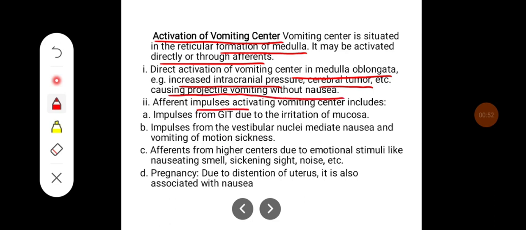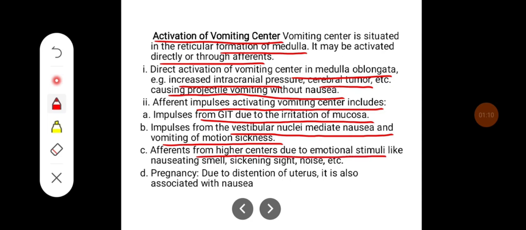Whereas afferent impulses activating the vomiting center include impulses from the GIT due to the irritation of mucosa, and impulses from vestibular nuclei, which mediate nausea and vomiting of motion sickness. Then afferents from higher centers due to emotional stimuli like nauseating smell, sickening sight, noise, etc. Then pregnancy, due to the distension of the uterus, is also associated with nausea.